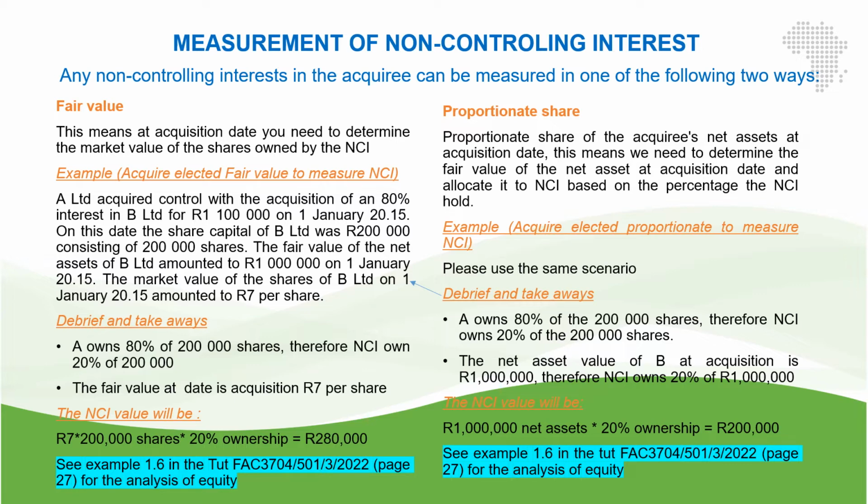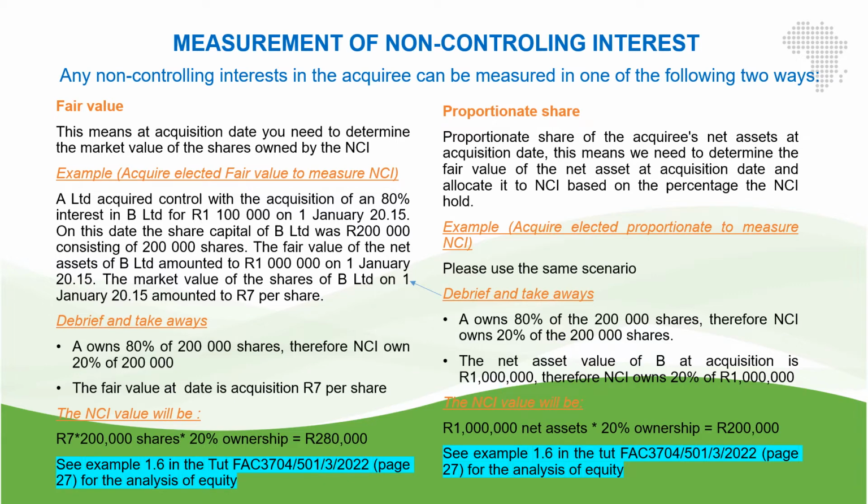They say A Limited acquired control with the acquisition of 80% interest in B Limited for 1.1 million on 1st January 2015. On this date, the share capital of B was 200,000, which consisted of 200,000 shares. Then the fair value of the net assets of B Limited was 1 million on 1st January 2015. The market value of shares of B Limited on 1st January 2015 was 7 rand per share.